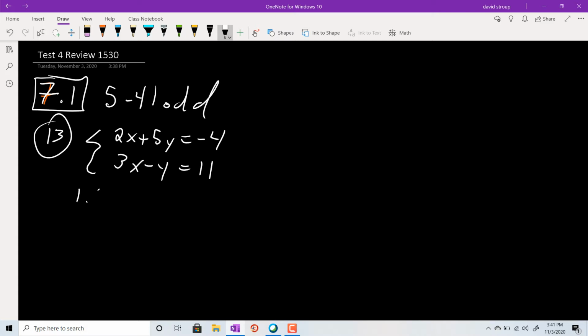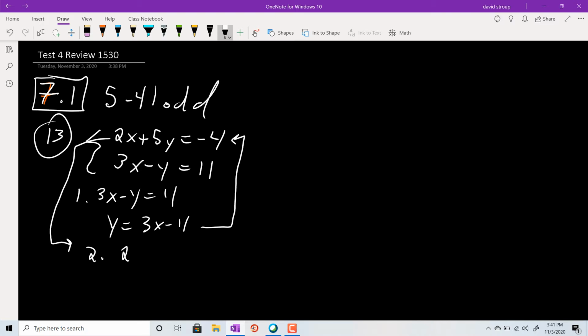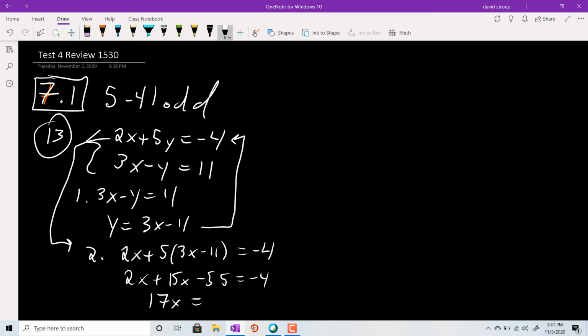Okay, so the second equation, I'm going to solve that guy for y. I'm going to move the y to the other side, and I'll have 3x minus 11. Then I'll substitute that expression into the unused equation, this guy here. So I'll have 2x plus 5 times 3x minus 11 equals negative 4. Then you have 2x plus 15x minus 55 equals minus 4. Combine like terms, 17x. Move the 55 to the other side, you get 51. Divide both sides by 17. I think that will give you 3.